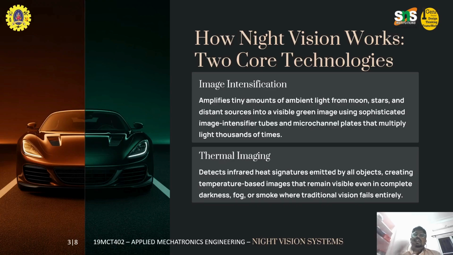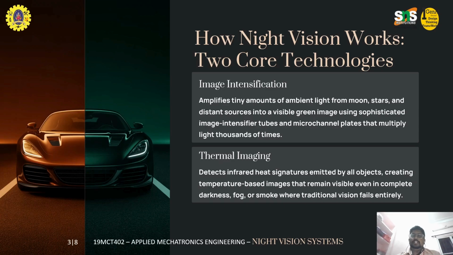On the other hand, let's say we are traveling in a car on a very foggy day and the visibility is very close to none. What can be done is we can shift to infrared sensing, infrared imaging. In that case, infrared light would be used to perceive the objects in front of your automobile.